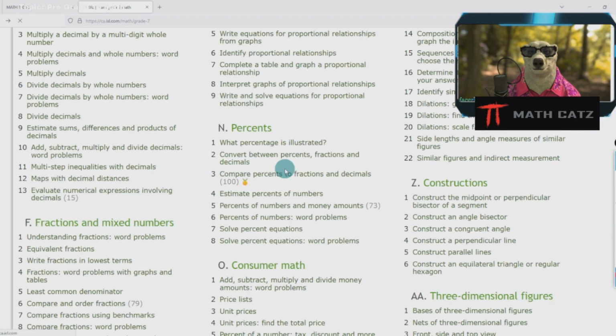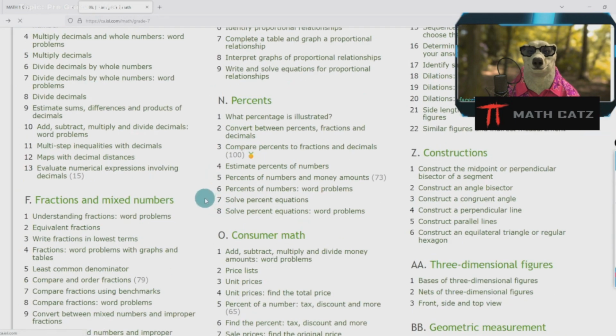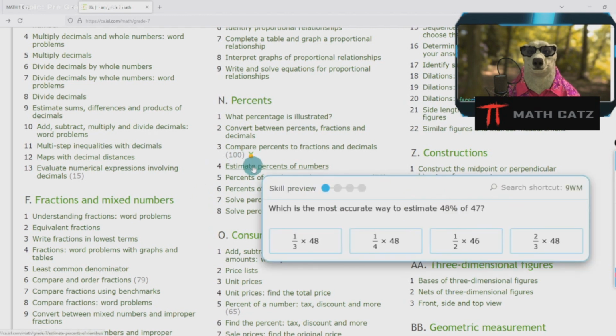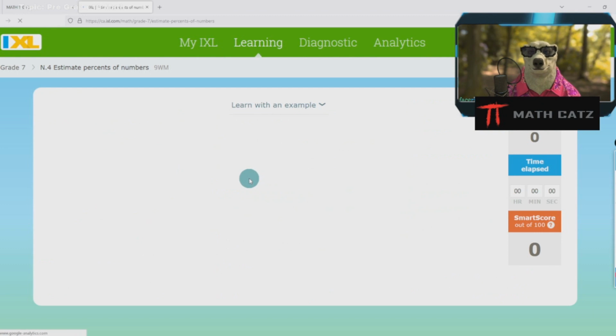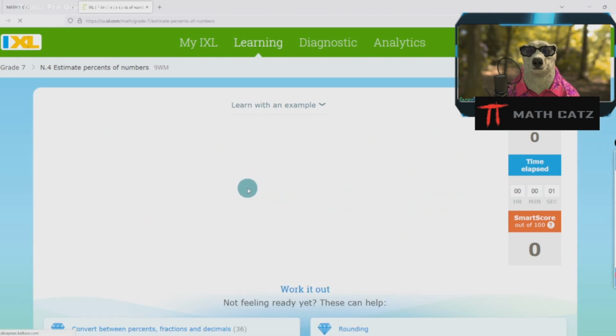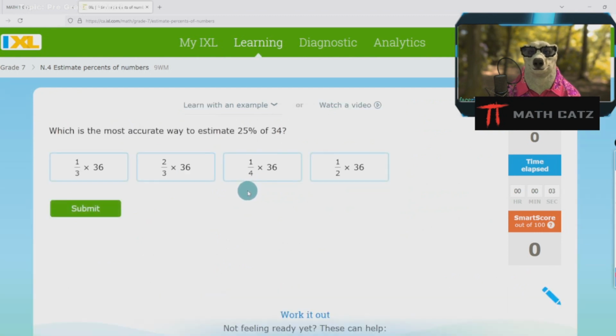Understanding the benefit of the percentage and how it standardizes the fraction. A decimal is just a percentage in disguise, or the other way around, I guess. Let's see what this is. Estimate percents of numbers. It might be a little fast, but let's see what that's all about.